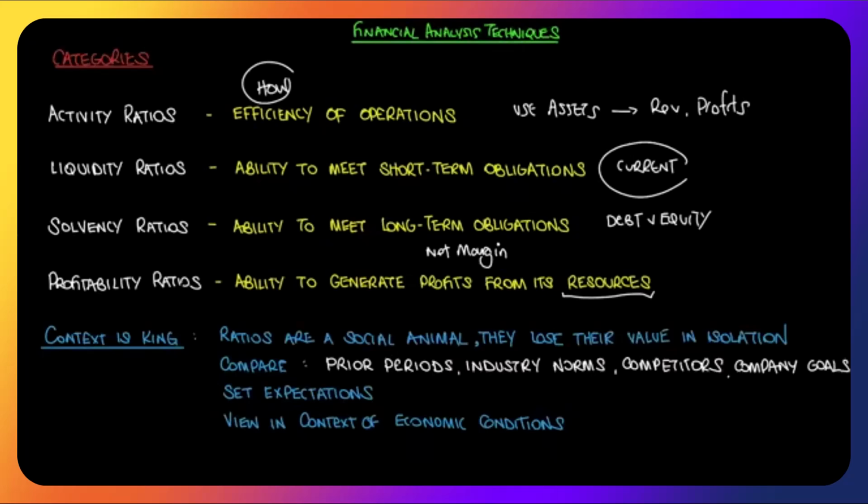They are categories, as I mentioned earlier on, context is king. You can't just look at a ratio in isolation and make decisions and interpretations. They are a social animal. If I just said to you, okay, company A's margin in 2022 was 12%. Interpret that for me. Literally impossible. You could say it's 12%, it's positive, which is good, but beyond that, you've got nowhere to go. So you have to know the context.